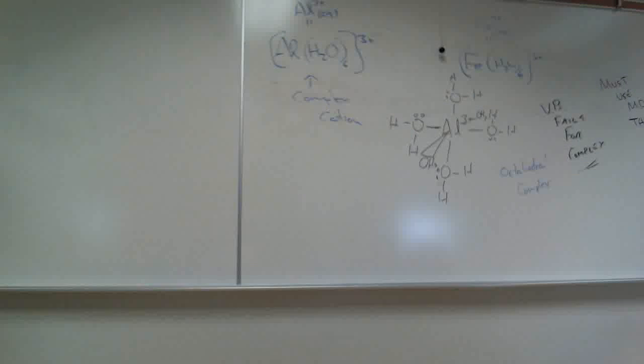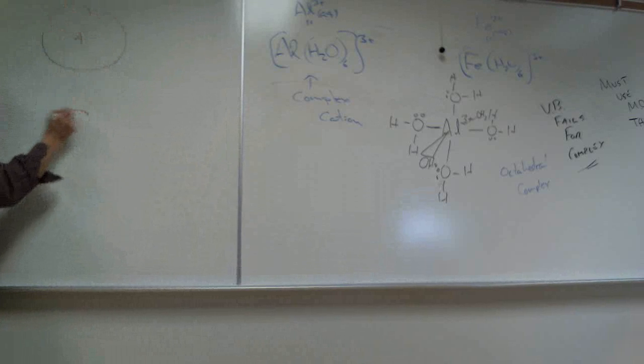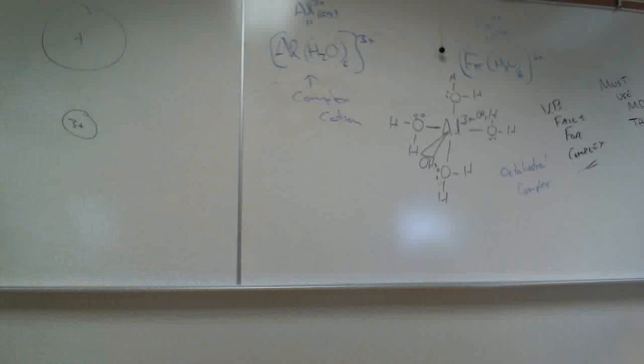Okay. And so why does something like aluminum 3+ or iron 3+ form complexes where something like sodium ion does not? It has to do with reactivity. What do you think is more reactive, aluminum 3+ or sodium plus? Sodium plus is like this. Aluminum 3+ is like this in terms of size. Which one's more reactive? Aluminum 3+. Why? Higher charge, smaller size means high charge density. This is going to be much more reactive.